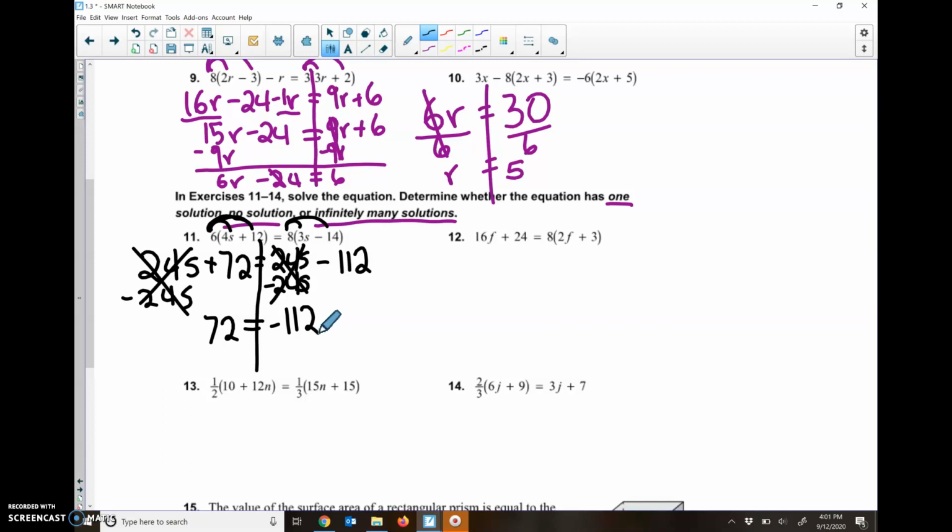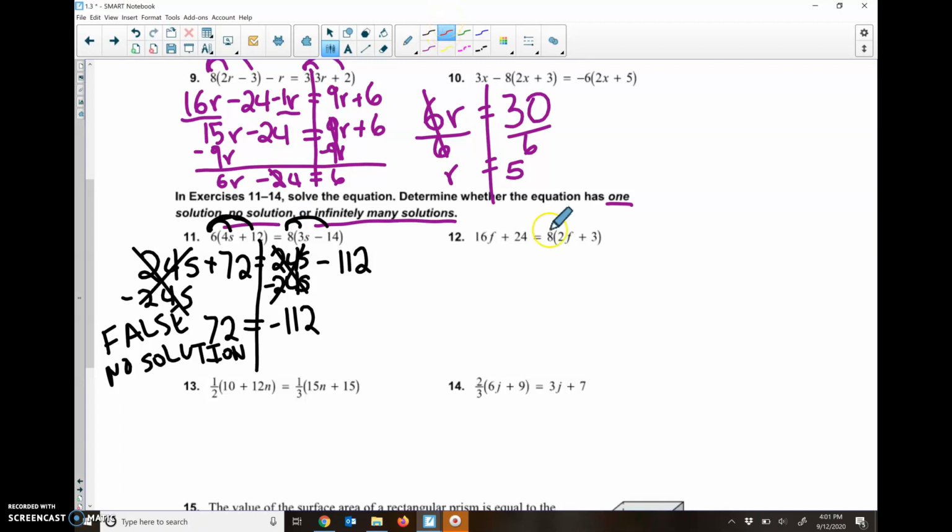I mean, kind of have to stop and think, is that true? Does 72 equal negative 112? And it does not. That is false. And when something is false in math, we say it is a no solution. Okay? So there's no way that you're going to come up with an answer for S that makes the left side of the problem equal the right side of the problem. Doesn't matter how hard you work, never going to happen. It's not going to equal out.